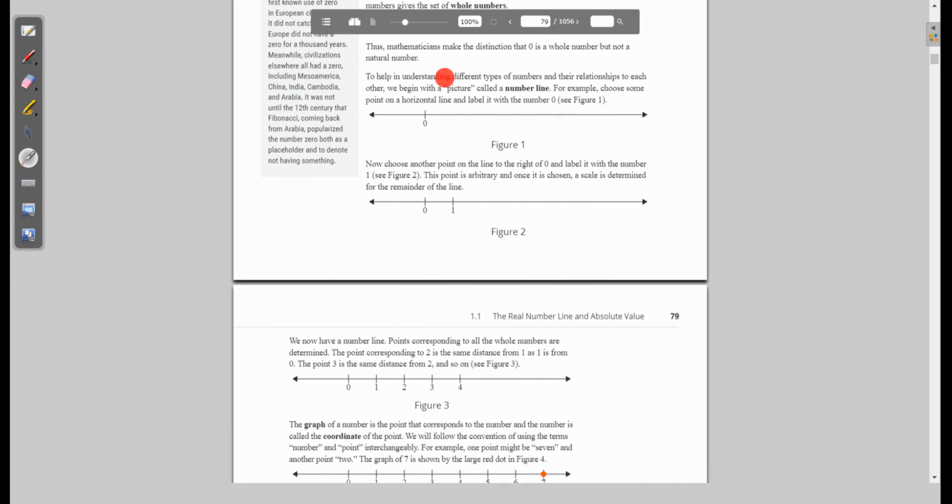So to help in understanding different types of numbers and their relationships to each other, we begin with a picture called a number line. For example, choose some point on the horizontal line and label it with the number 0. So in this particular figure, we're just going to draw a horizontal line, make a vertical line, and call it 0. Right. So now we choose another point on the line to the right of 0 and label it with the number 1. We see that here. This point is arbitrary. Once it is chosen, a scale is determined for the remainder of the line. So the distance between this 0 and this 1 is going to be the same distance we're going to go to 2, 3, 4, as we'll see down here in figure 3.